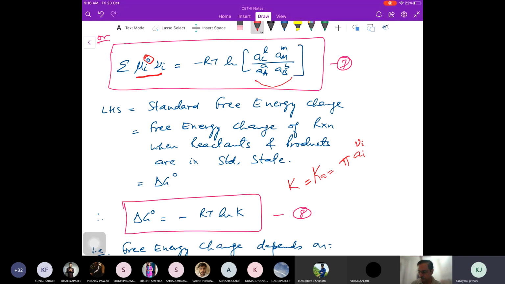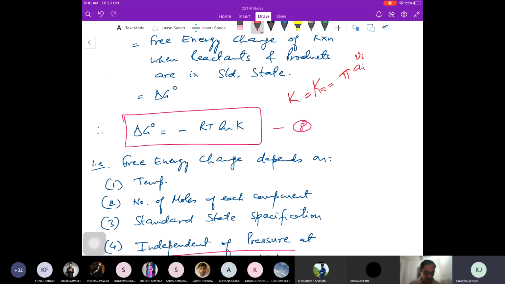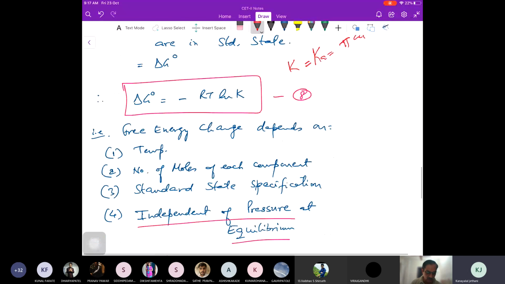ठीक है, और कोई क्वेश्चन है किसी को? Okay. So the energy change depends on temperature, because delta G0 depends on temperature, on the number of moles of each component, and on the standard state specification. We are talking about the standard state, and K is independent of pressure at equilibrium. Pressure is not appearing anywhere, it's just a function of temperature.